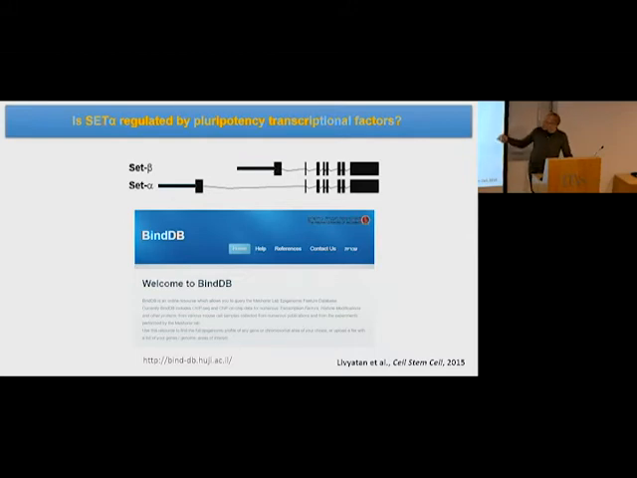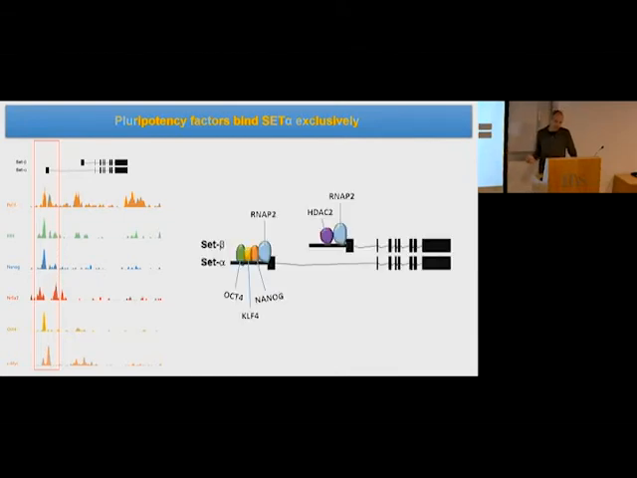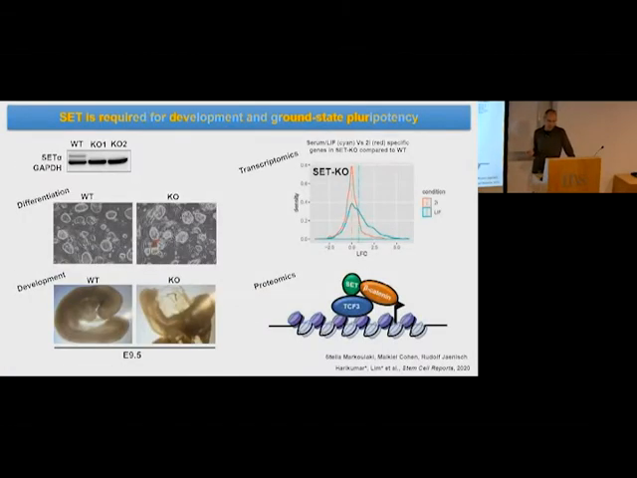And actually, we were able to really identify the different proteins that are bound to SET alpha versus SET beta. And we found that SET alpha is really bound by pluripotency factors, whereas SET beta is just poised. So you can see it's bound by RNA Pol II, but not by the others. So it's really specific, despite the close proximity of these two promoters.